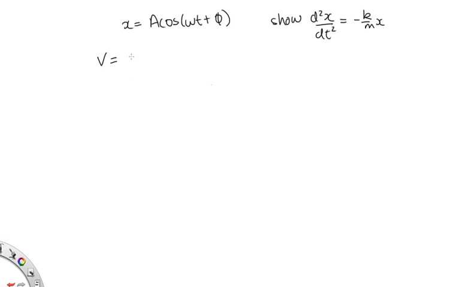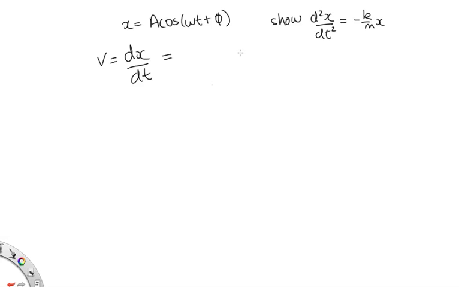Okay, so we've got x = A cos(ωt + φ). And we have to show d²x/dt², which is a_x, is equal to minus k over m x. That this satisfies this. Okay, let's take the first derivative of this function here. We know that the derivative of the position is equal to the velocity. So velocity is dx/dt.